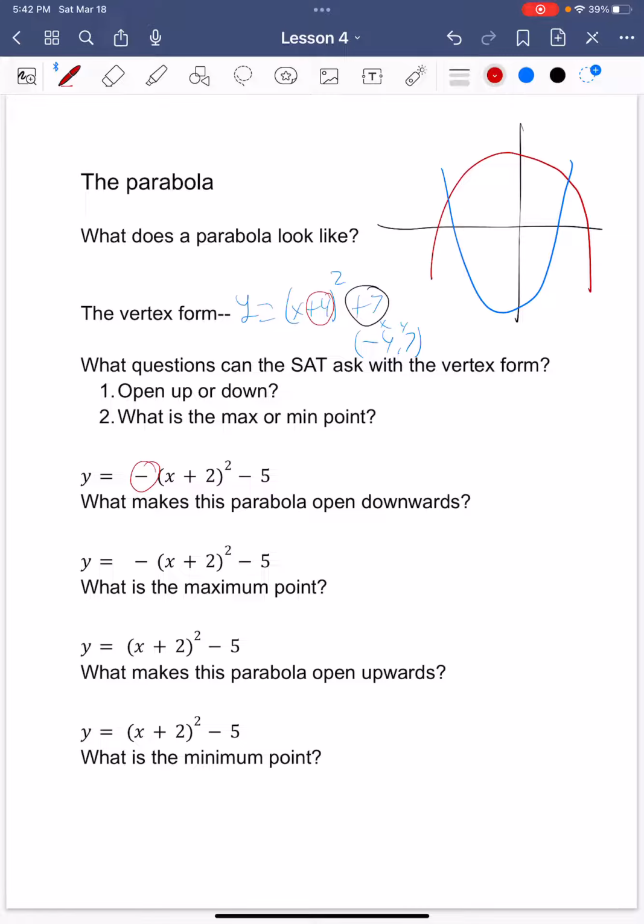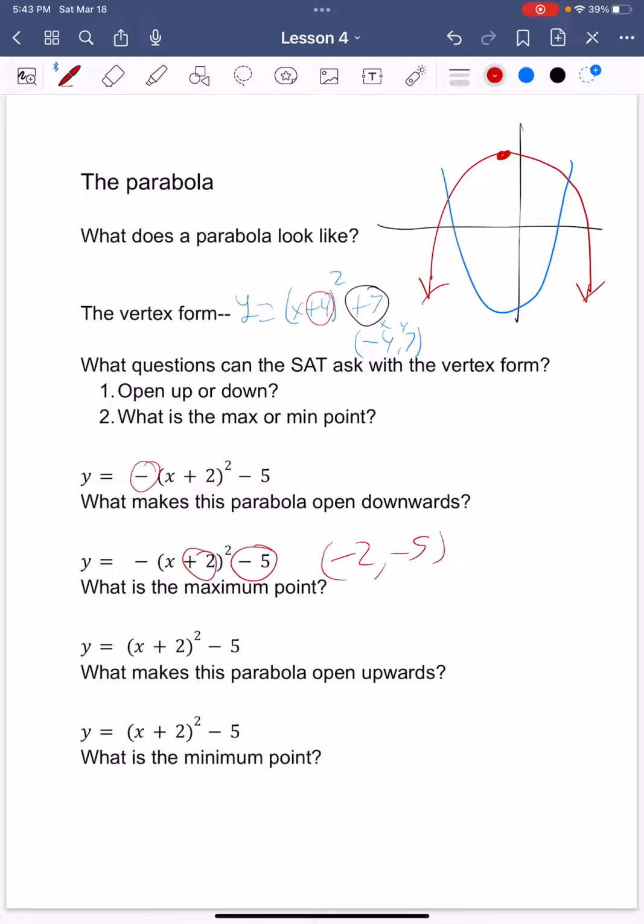Think about the red parabola here. It opens downwards and there's a maximum point. There is no minimum point because it extends downwards forever. What is the maximum point here? Well, that's just the vertex. (-2, -5). The negative of this number and the positive of this number.